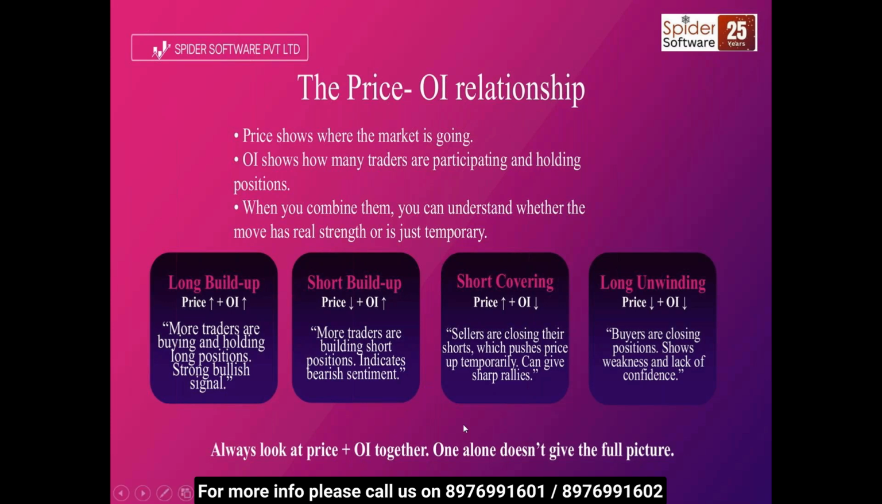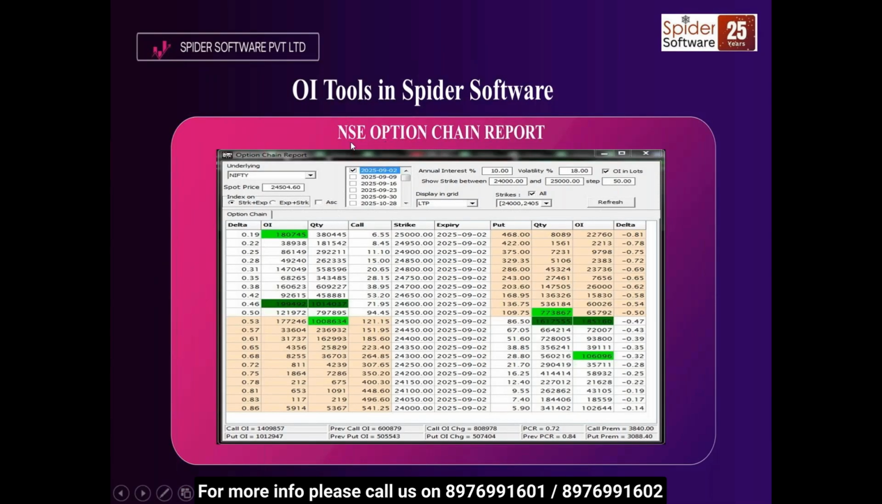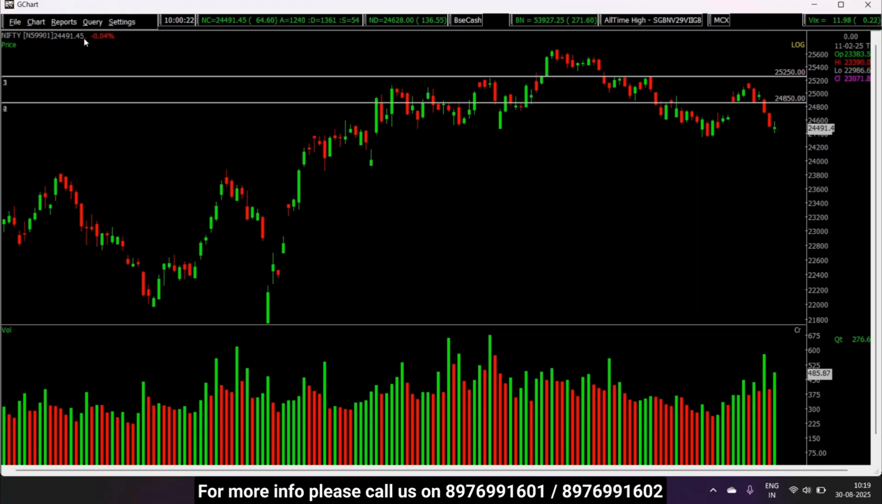Okay, so we'll quickly move to the next slide. We'll see how you can figure out where the long buildup is forming, or where the short buildup is forming, where the short covering and long unwinding is forming, with the help of Spider software. So the first tool we'll cover today would be the NSE open interest option chain chart. For that, we'll just go to the software right now, and we'll see how you can open that.